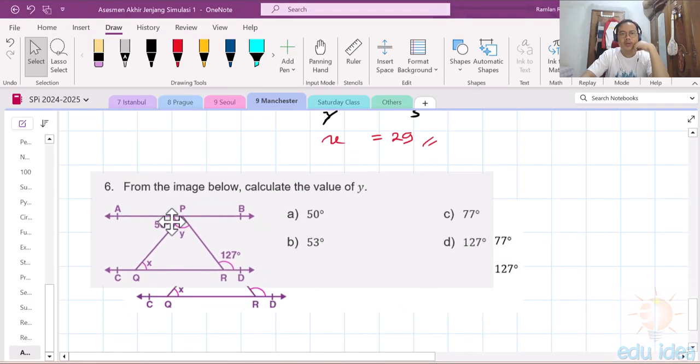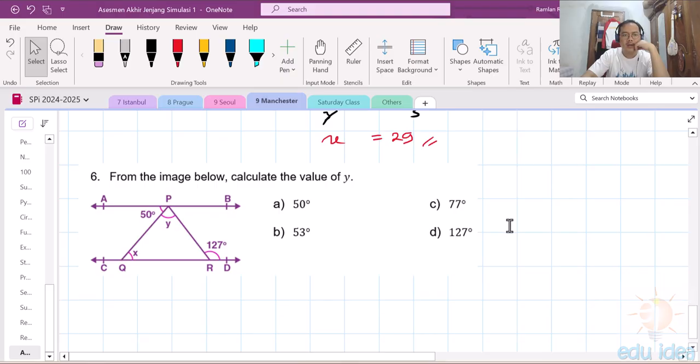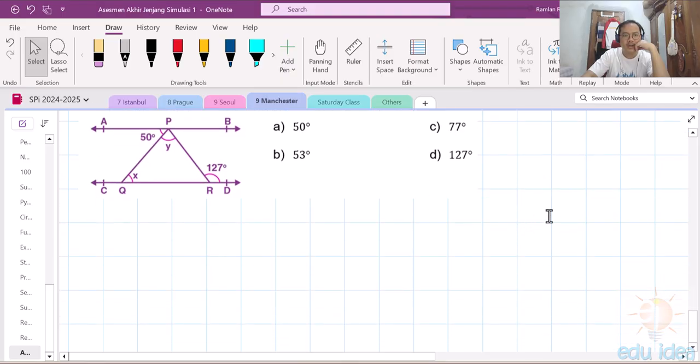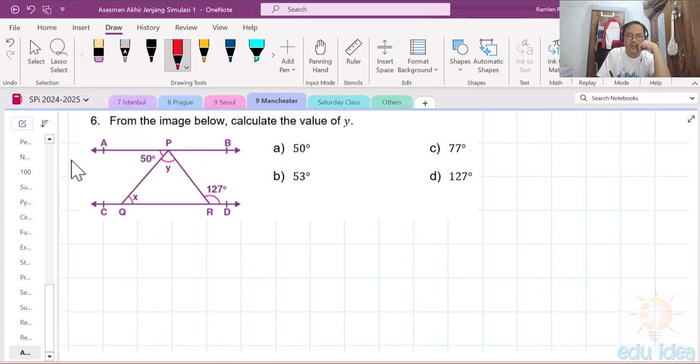Okay, from the image below, calculate the value of y. Again, we have two lines that are parallel. Yeah, they are parallel. So you can see that if we have this sign over here, right? If we see something like this, it means that these two lines, AB and CD, are parallel.